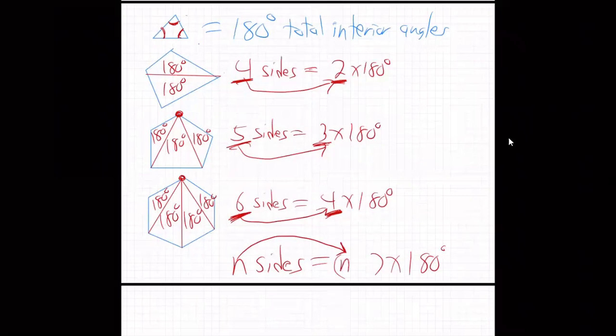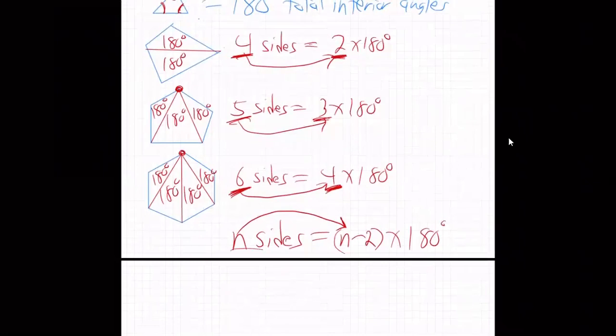N subtract 2? That makes sense? See how that's exactly the pattern? So if you have n sides, it's going to be n subtract 2 times 180, because however many sides you have, there are 2 less than that triangles, don't you?